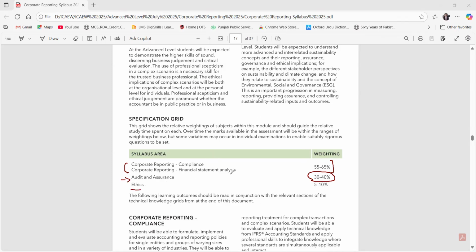Ethics is basically the third component. Its proportion is around 5 to 10%. So in a nutshell, we have three components: reporting side, audit side, and ethics side as well. If we talk about individually what is included in corporate reporting and what is included in audit and assurance, now let's have a look at the syllabus of ICAEW.